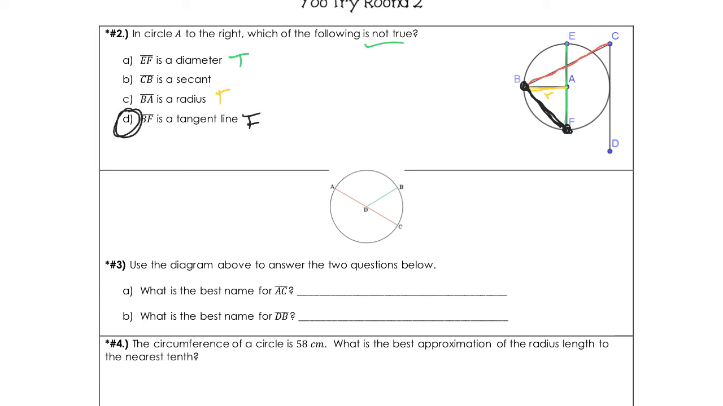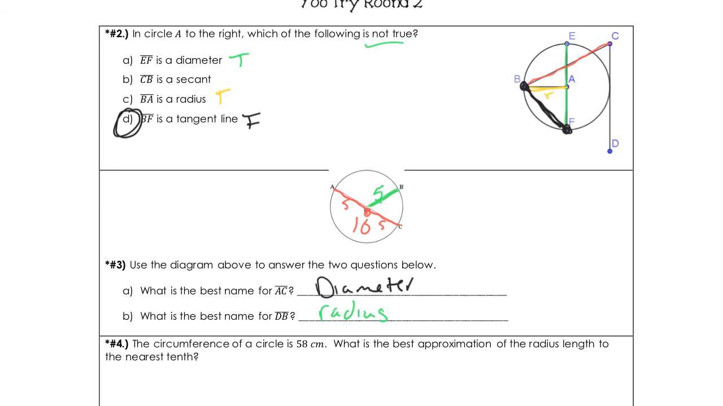So that's the answer. Number 3, we just want to name the two things. AC, that's the whole way across, so that's a diameter. That's the red line, A to C. D to B, this green line, that's halfway across, so that's the radius. And then just remember, if this was 5, the diameter would be 10 because it's 2 radiuses.